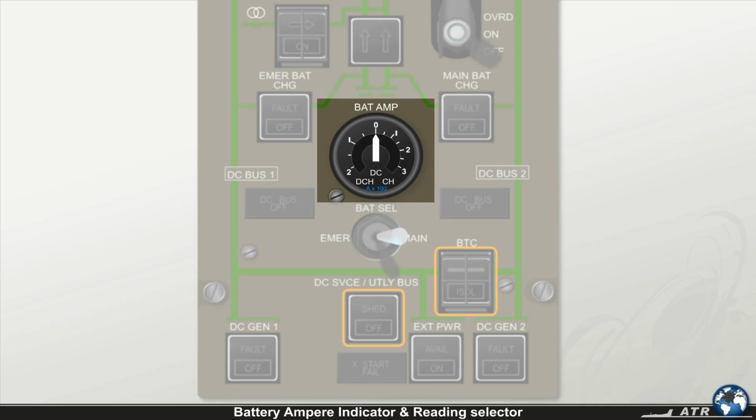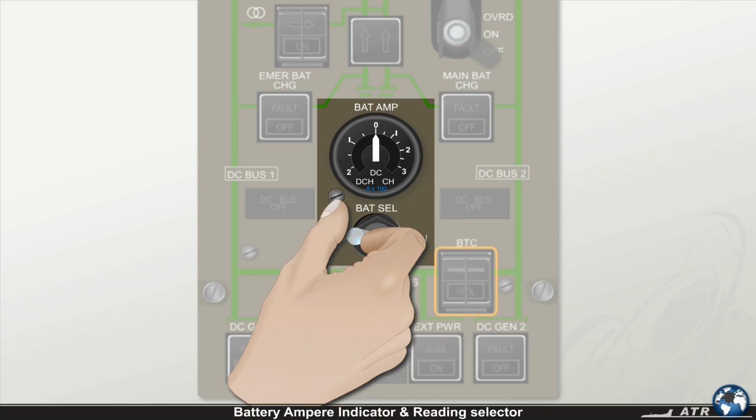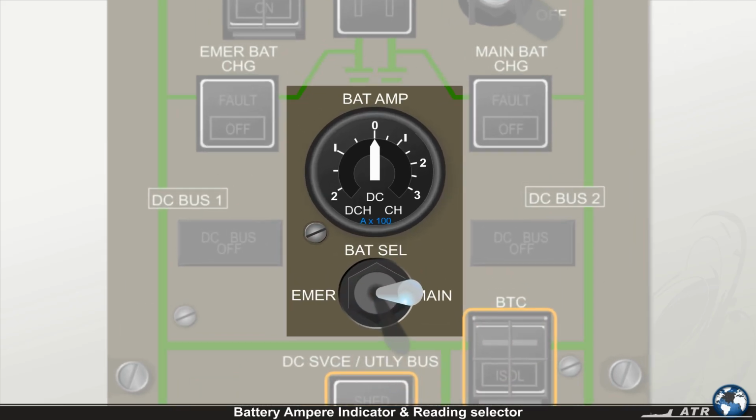The battery ampere indicator and the related battery reading selector complete the controls and indications for DC on the main electrical power panel. These two allow you to check the actual current situation of the batteries. Selection of the battery that you want to check by using the ampere meter is done via the battery reading selector. The readout on the left half of the battery ampere indicator shows the actual discharge current, while the right half displays the charging current of the respective battery. The scale indicates amperes times 100.